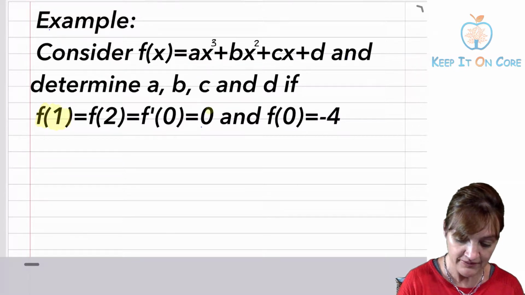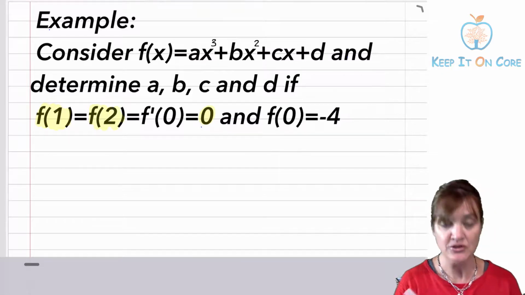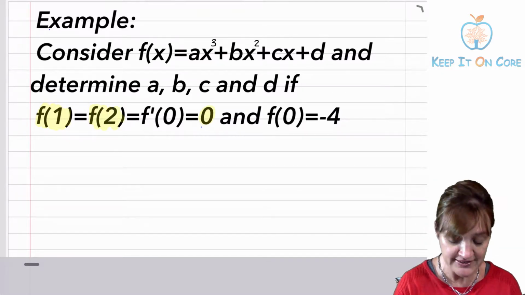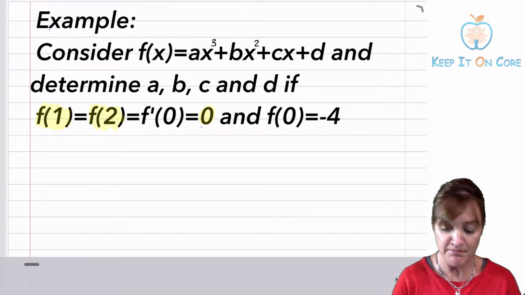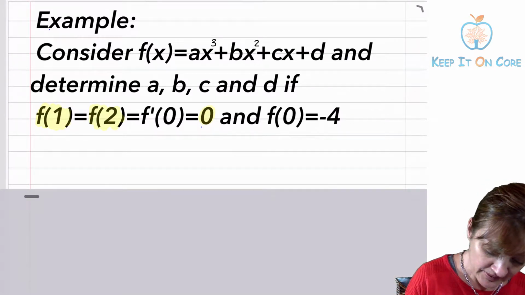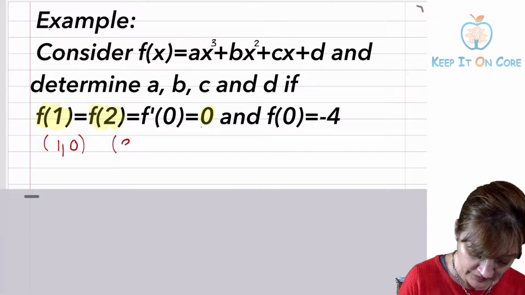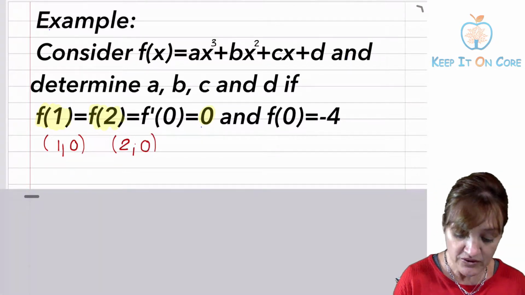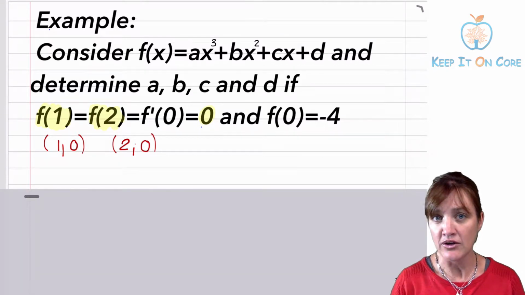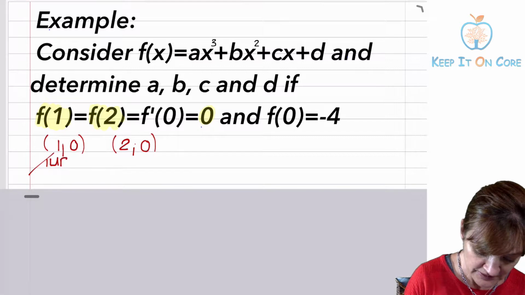f of 1, we've been told, is equal to 0. f of 2 is equal to 0. And the derivative of f where x is equal to 0 is equal to 0. So what does that actually mean? What that means is that where x is 1, y is 0. That's an x-intercept. Where x is 2, y is 0. It's another x-intercept. Where the derivative of f is equal to 0, the x is 0. Well, what does that mean? That's your turning point.